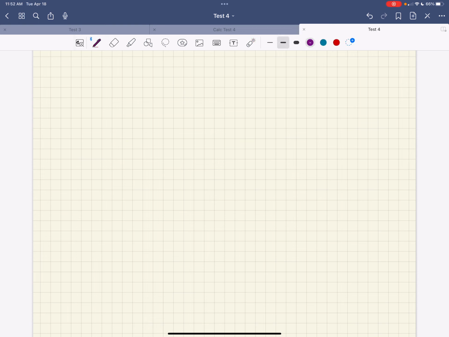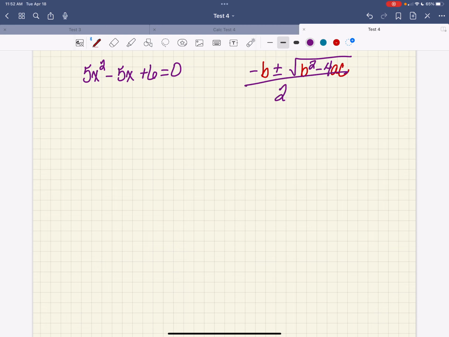So I've got 5x squared minus 5x plus 6. Okay, and we're going to do our quadratic formula, which is negative b plus or minus the square root of b squared minus 4ac all over 2a. So what's my a value for this one right here? Positive 5. What's my b value? Good. And my c value. Good.